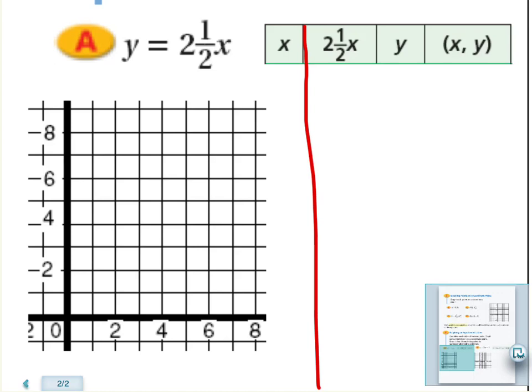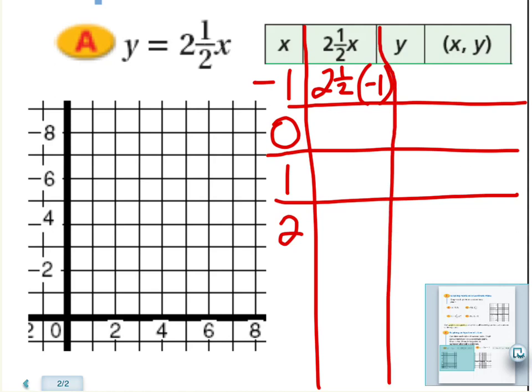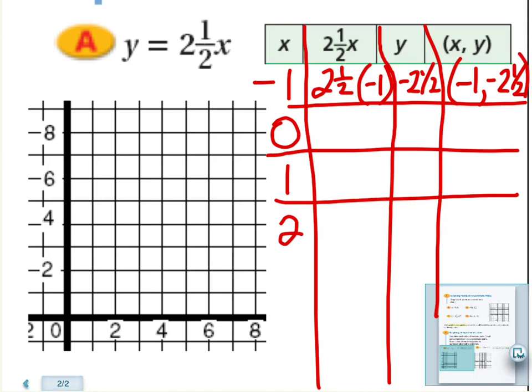I think it's always wise to try to plug in a negative. So let's start with a -1. Let's do a 0, a 1, and a 2. So if we plug them in, this is going to be 2.5 times -1. So my y, if x is -1, my y is going to be 2.5 times -1. So it'll be a -2.5. Now all we have to do for that third column is write our answer as a coordinate point. So it's going to be the point -1, -2.5. And then we can graph it.